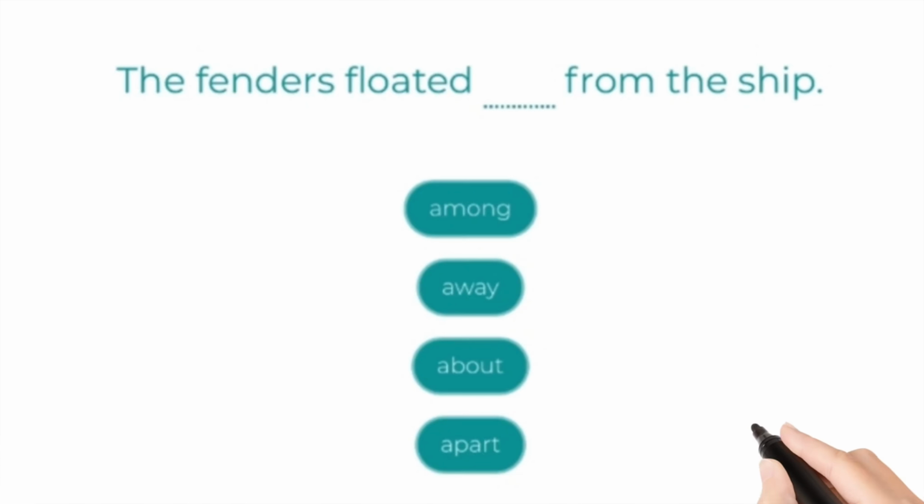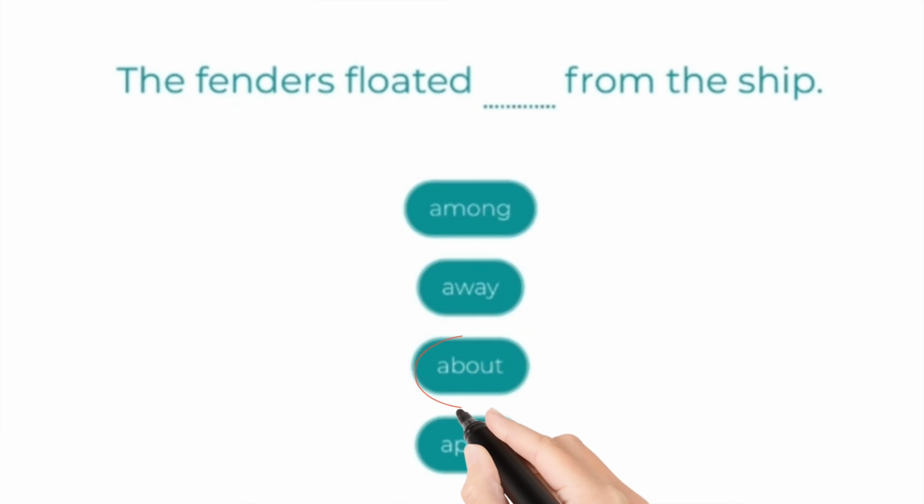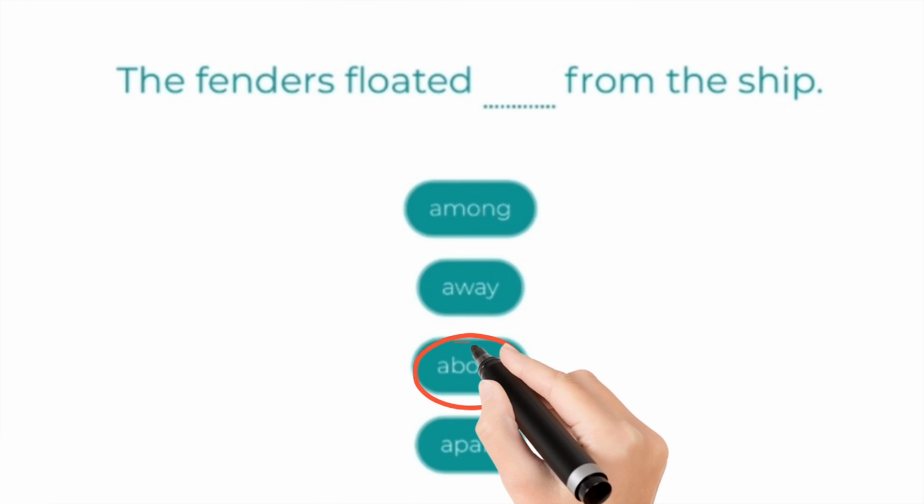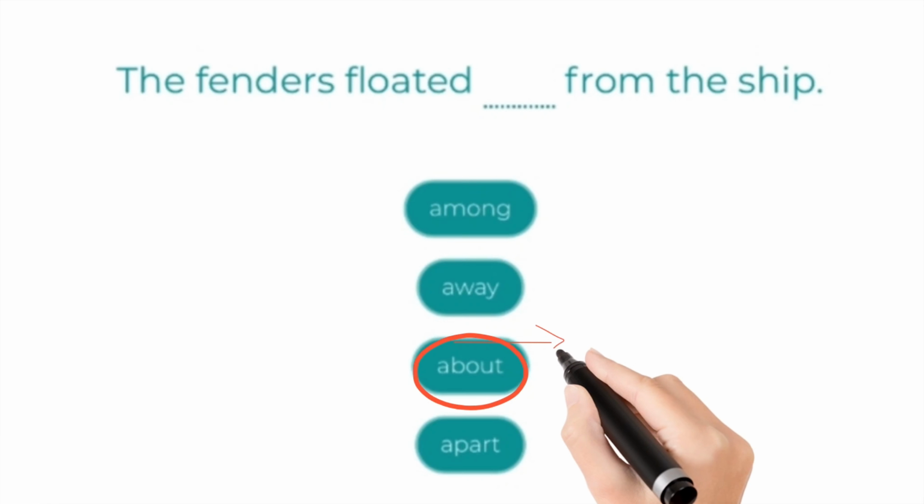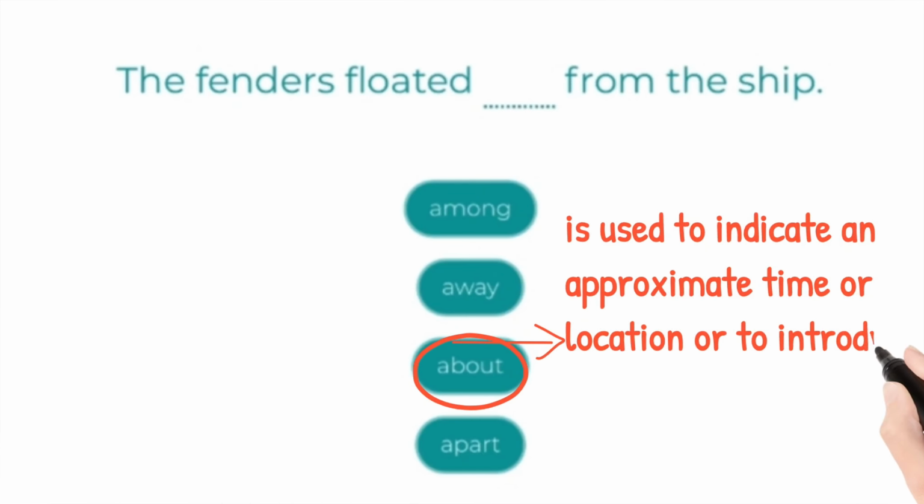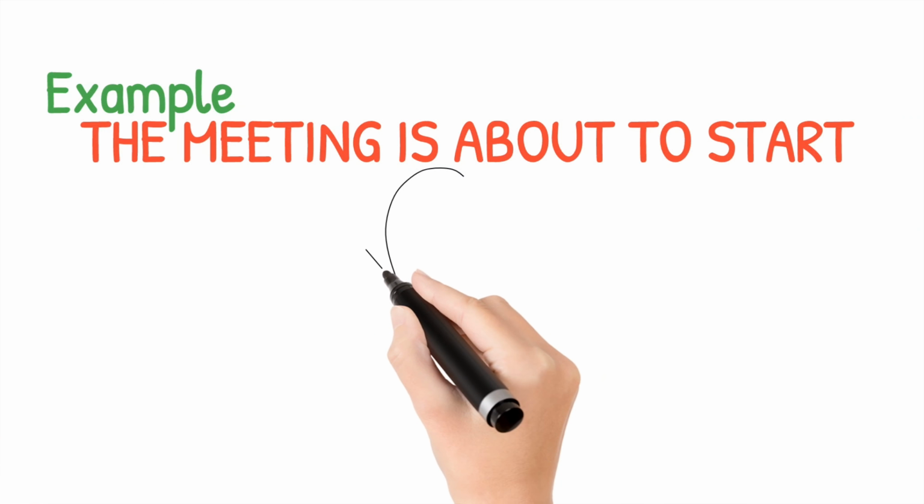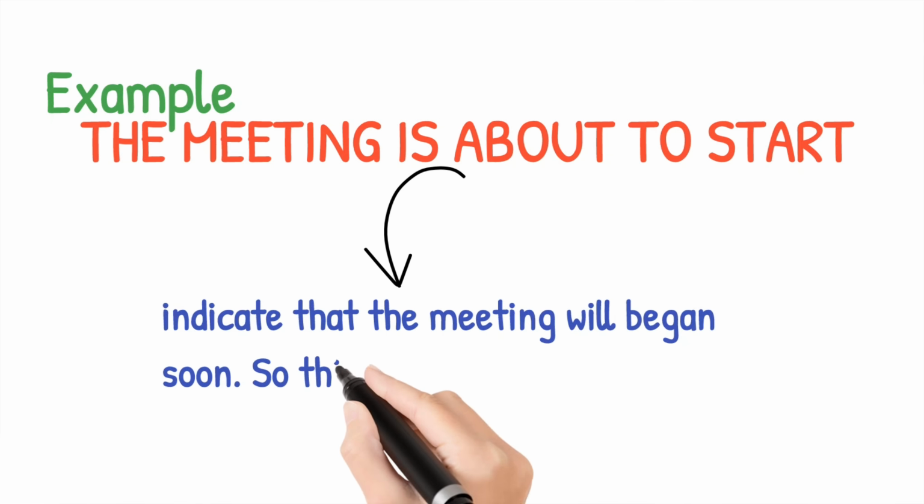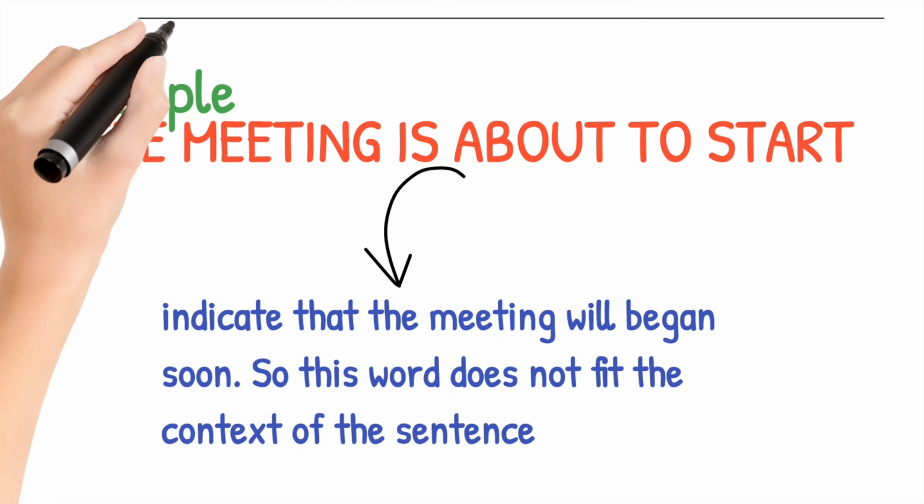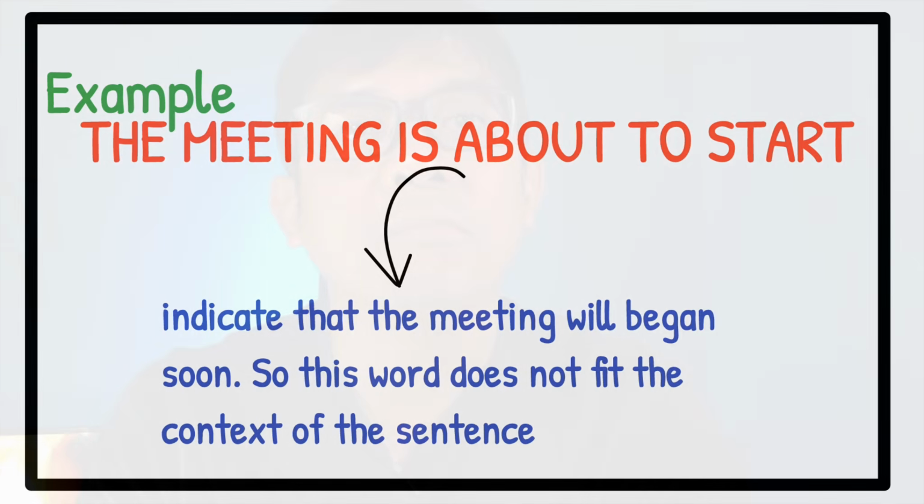And why don't we select about? The word about is used to indicate approximate time or location, or to introduce a topic of discussion. For example, "The meeting is about to start," indicates that the meeting will begin soon. So the word doesn't fit the context of the sentence, as it does not convey the idea of movement or separation.